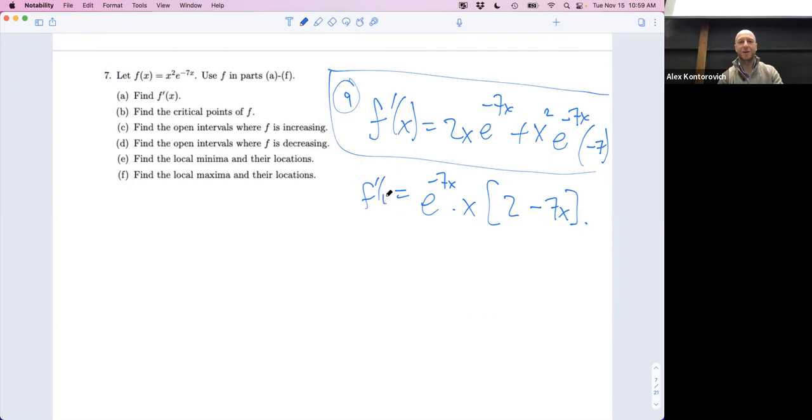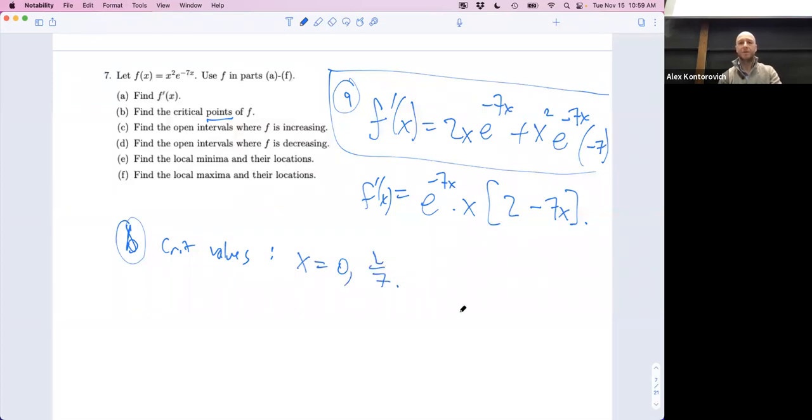Let's continue the calculation because I'm sure it's going to ask me for the critical values. What are the critical values? So when is this not defined? Never. When is it equal to 0? So B, critical values. Critical points, critical values. I don't like the use of points for values, but it is what it is. Critical values are at x equals 0 or 2/7.